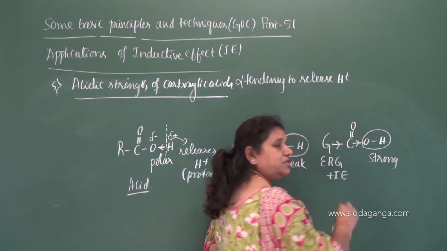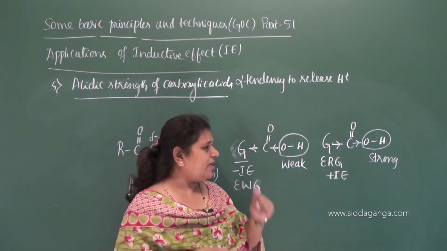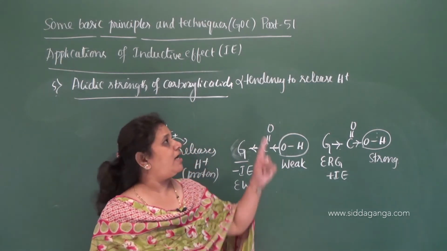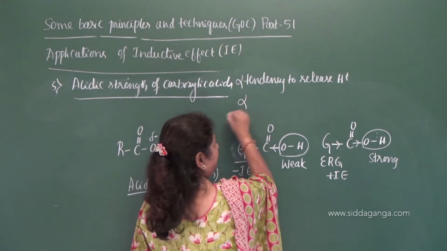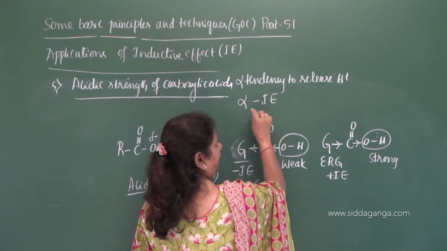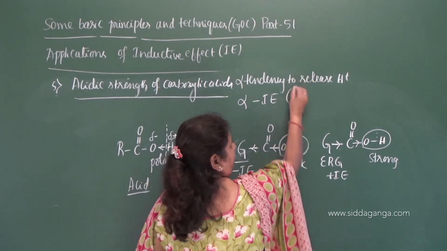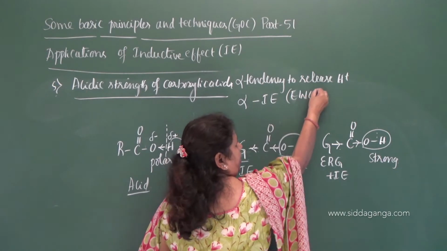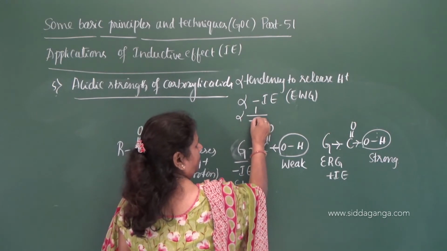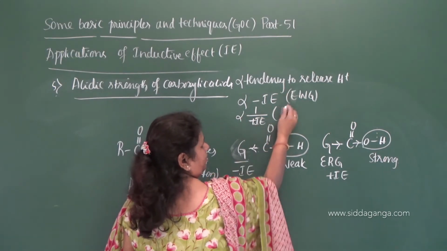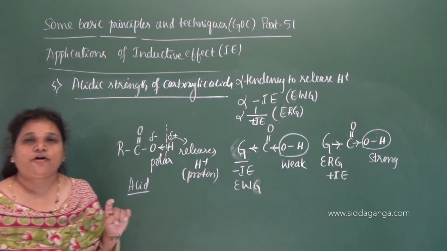Bond cleavage becomes difficult. Then proton releasing tendency decreases. When the proton releasing tendency decreases, then the acidic strength also decreases. Then what is the conclusion? Acidic strength of carboxylic acid is directly proportional to negative inductive effect, that is, the presence of electron withdrawing group increases the acidic strength, whereas it is inversely proportional to positive inductive effect, the presence of electron releasing group decreases the acidic strength of carboxylic acid.